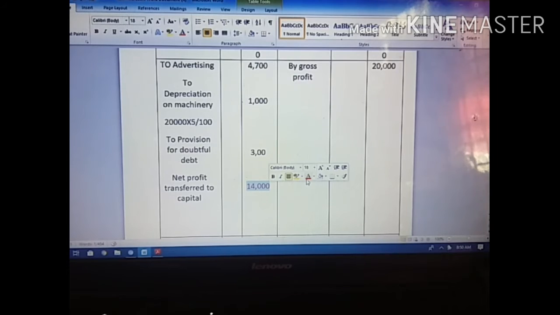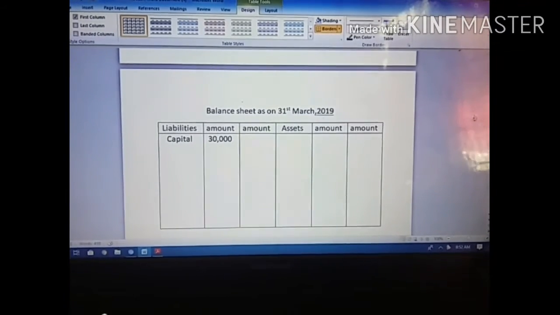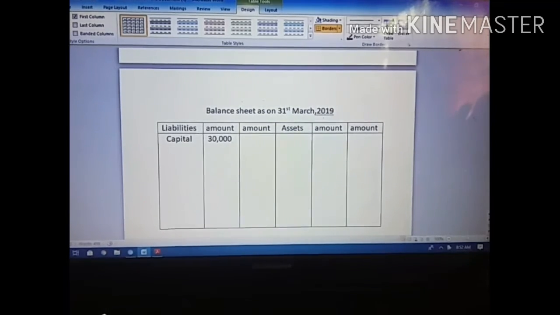That means we are going to prepare a balance sheet. For that we have to use this amount. So now we are going to prepare the balance sheet. Liabilities, assets, capital we have to find through the statement of affairs. So 30,000 we already found through the statement of affairs, the opening capital. So I have to show that here. I have to put capital 30,000. To capital we are going to add the net profit, which we find through the P&L account.